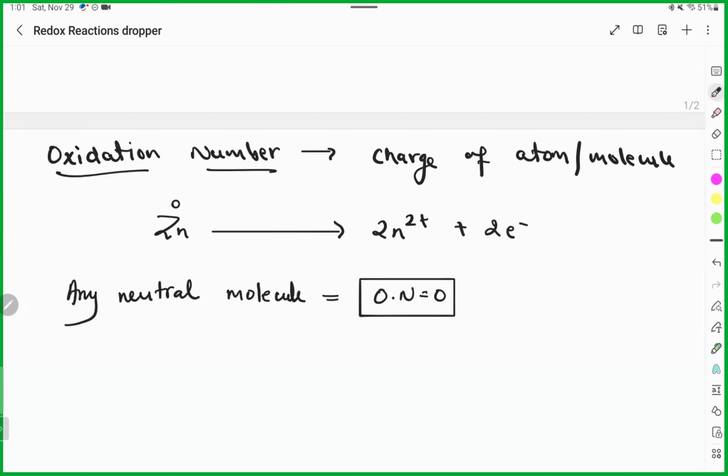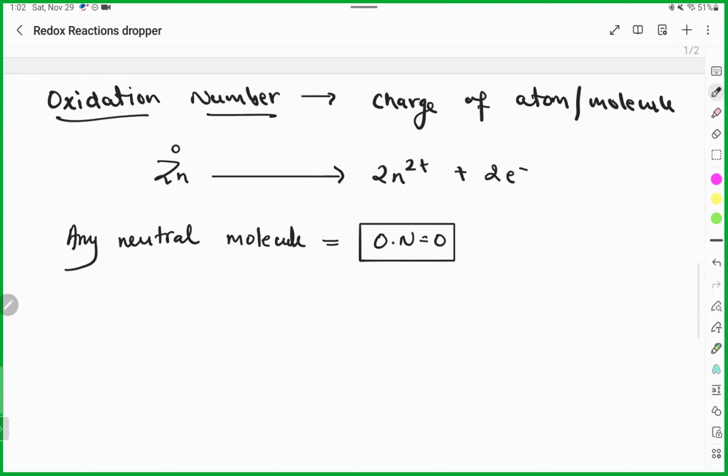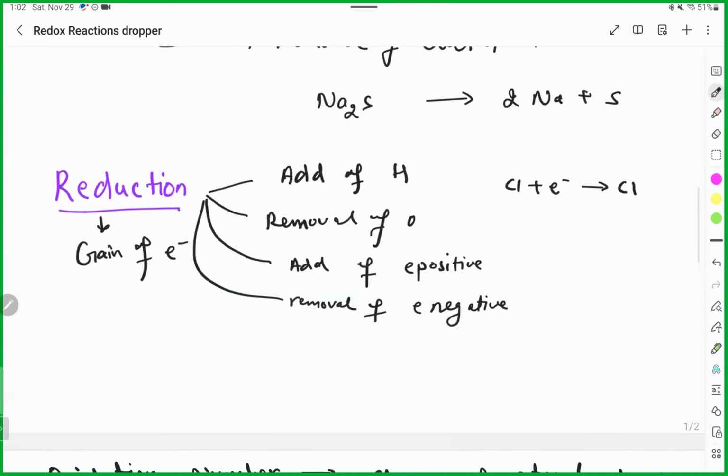So zinc has an equal number of protons and electrons, so net charge 0. Zinc's atomic number is 30. 2, 8, 8, 8 means fully filled electrons. Doesn't matter what the atomic number is. You are talking about the octet rule. I'm talking about the number of protons and electrons in every neutral atom being the same. Sir, how will we know whether it is neutral or not? Charge is not given, it is written in the question. Yes, absolutely.